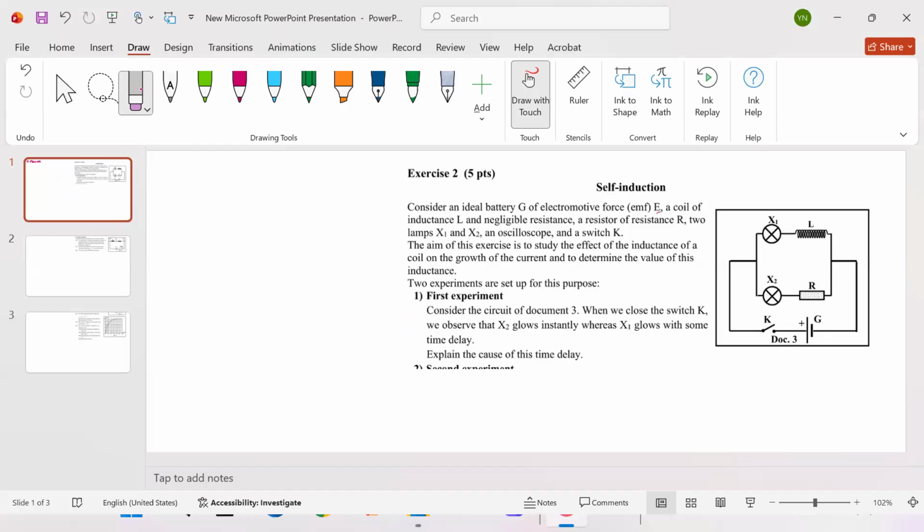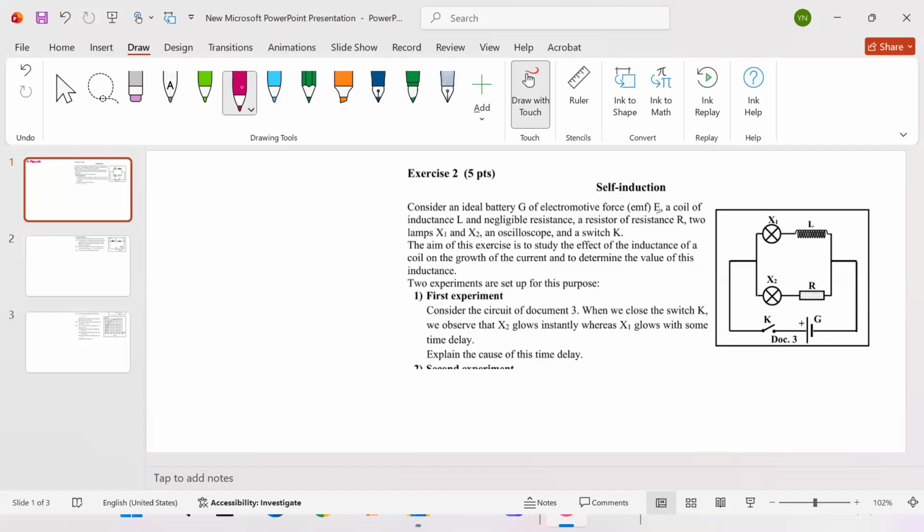Okay, so in this case, we know what we have in the given, and it's obviously mentioned in document 3. Now we have the first experiment. Consider the circuit of document 3. When we close the switch K, we observe that X2 glows instantly, whereas X1 glows with some time delay. Explain the cause of this time delay.